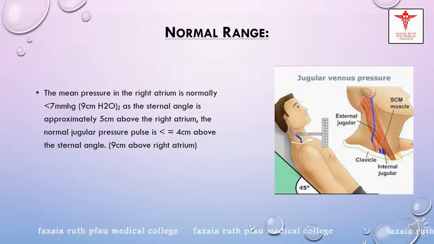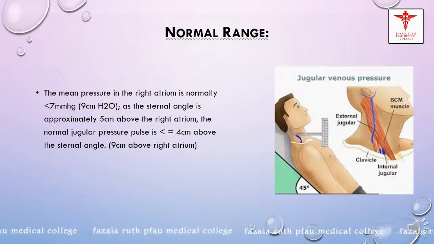What is the normal range? It should be less than 7 mm Hg, because the mean pressure in the right atrium is normally 9 mm Hg. As the sternal angle is approximately 5 centimeters above the right atrium, the normal jugular venous pulse is less than 4 centimeters above the sternal angle or 9 centimeters above the right atrium. Okay, so that is 7 mm Hg, or 9 centimeters of water.